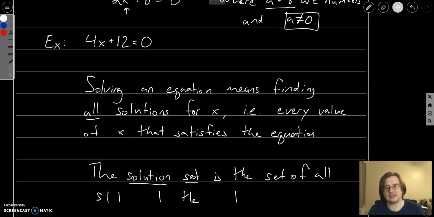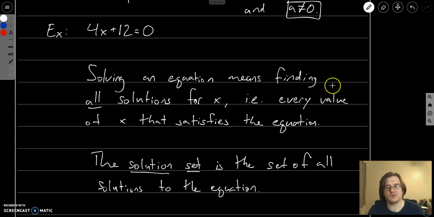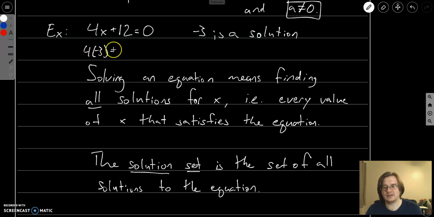So when we are talking about solving an equation, what we mean is we're finding solutions. And a solution is just any value that we can plug into our equation that makes it true. So for instance, I would claim that -3 is a solution to this equation. Why? Because if I plug in -3 into here, I'll have 4 times -3 is -12. -12 plus 12 is in fact 0. So this equation is true when I plug in -3.